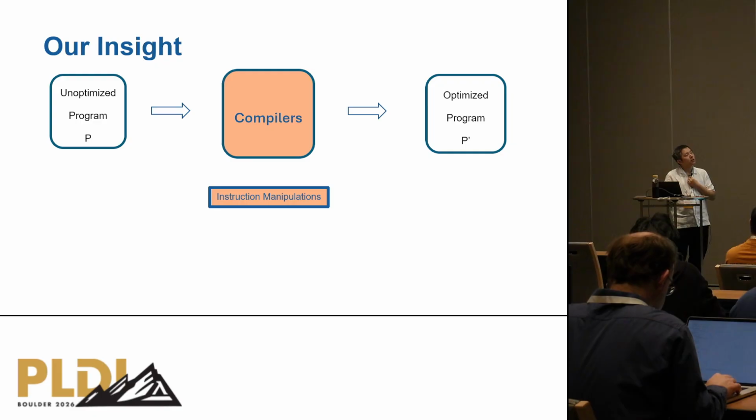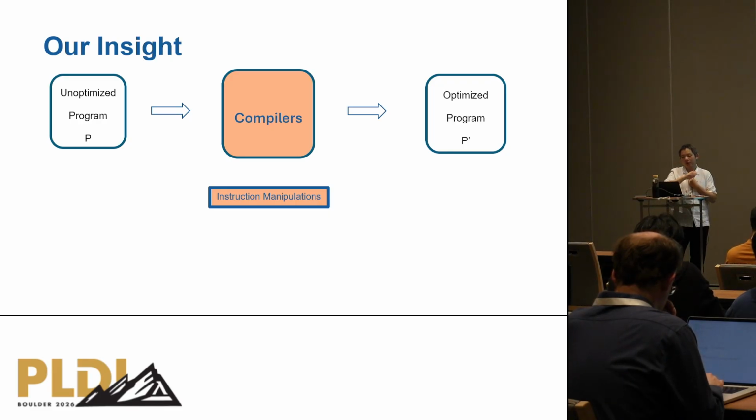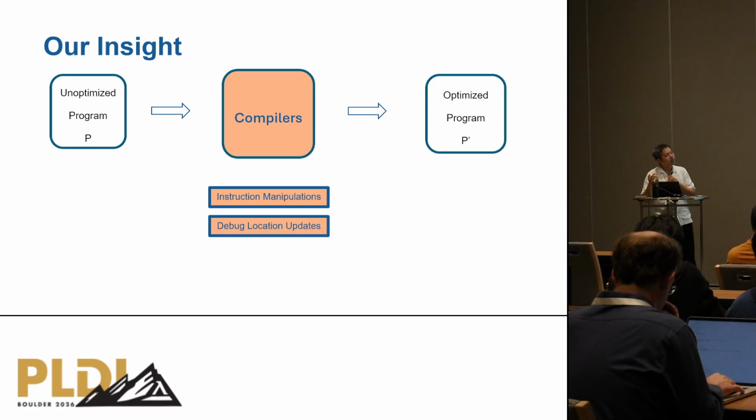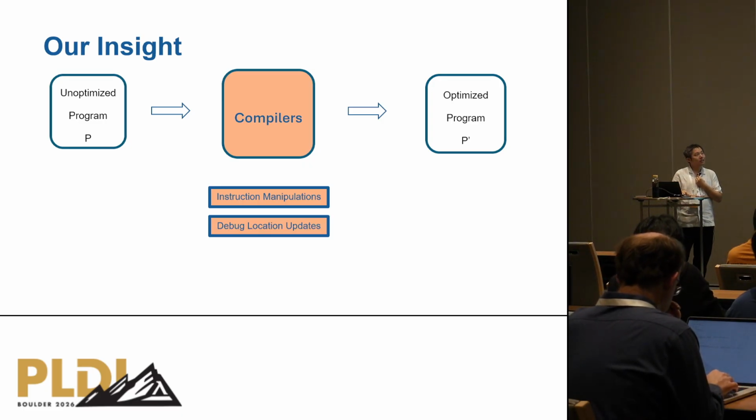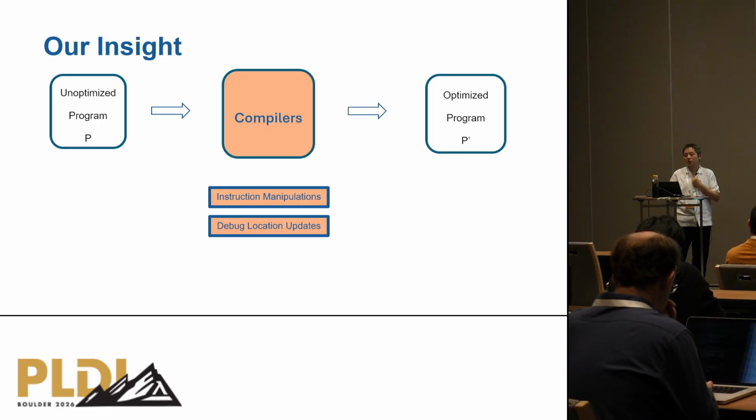The first type of information is called instruction manipulation operations. In this case, we want to establish a mapping between an instruction in the source code in an unoptimized program and a destination instruction in the optimized program. The second type of operation is related to how the compiler updates debugger location, because when you change an instruction in the source code, the compiler is supposed to update the debugger location as well. And then we can also instrument LLVM's source code to obtain such activities.